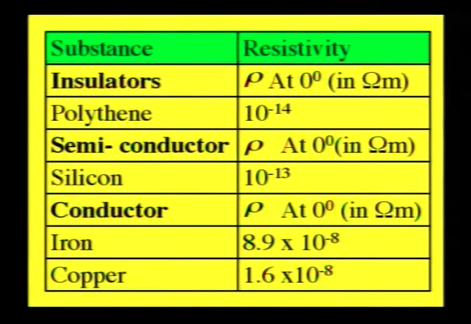Now, because copper has less resistivity, it is a conductor that especially allows electricity to flow through, so most of the wires that carry electricity are made of copper, or they are copper wires.